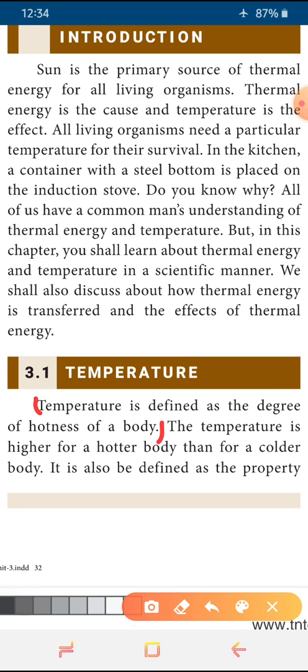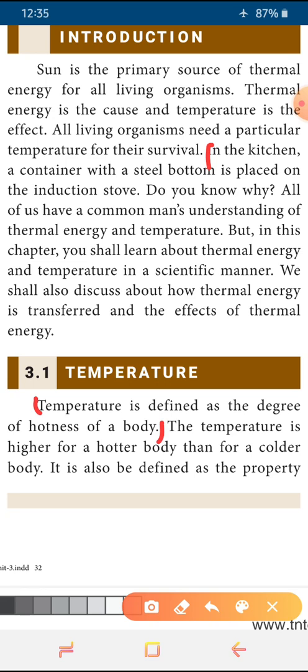In the kitchen, a container with a steel bottom is placed on an induction stove. Do you know why? This is the question. Note the answer there. Understanding thermal energy, write the answer from your knowledge: because it's conducting faster than other things.